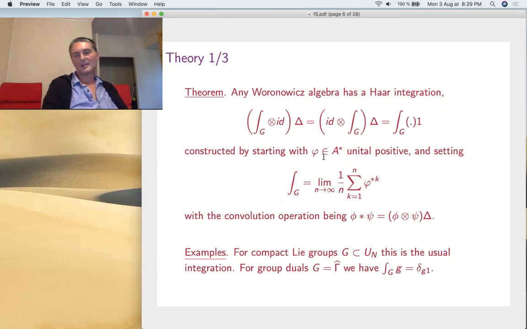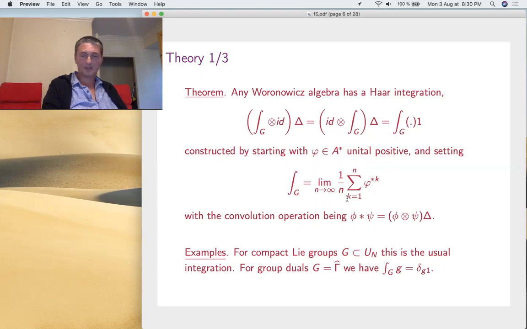In general, we have a Haar integration that's resolved by Woronowicz. Haar integration means something which is left-right invariant. The construction is by starting with an arbitrary linear form and taking a Cesàro limit with respect to convolution. It's exactly as in the classical case. You want to show that any abstract compact group has a Haar measure. Take any probability measure and convolve it with itself. And the more you convolve, the more it becomes invariant left and right. But you cannot just take the plain limit. You have to take a Cesàro limit for some technical reasons.